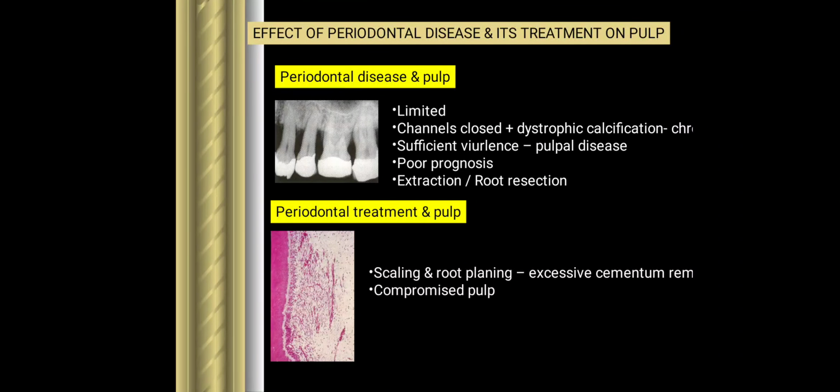Effect of periodontal disease and its treatment on pulp. So in periodontal disease and pulp, it will be limited, channels will be closed, and dystrophic calcification can occur. Sufficient virulence factors are present in pulpal disease, and the tooth will have a poor prognosis. The treatment option will be extraction or root resection. In periodontal treatment and pulp, scaling and root planing is required. Excessive cementum remnants and compromised pulp will be seen.